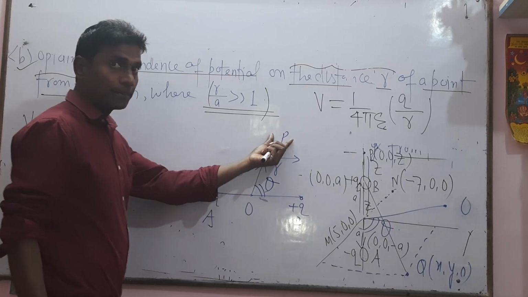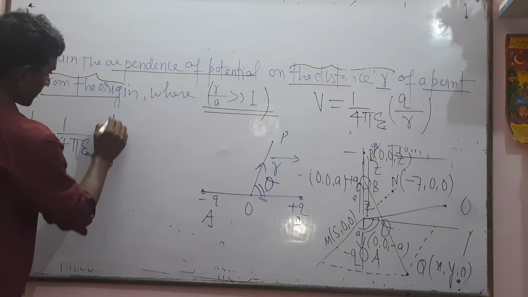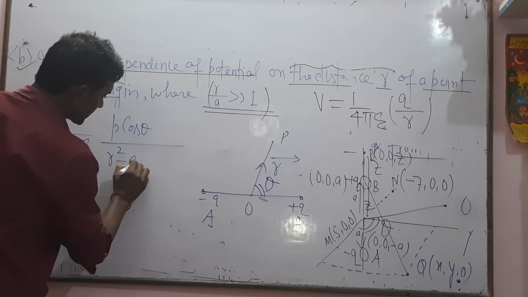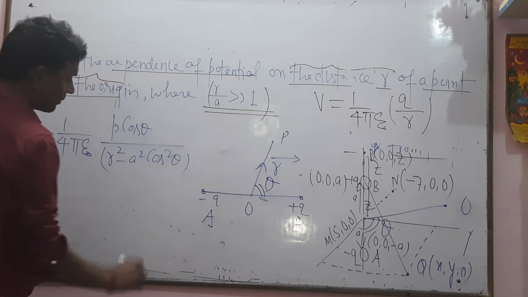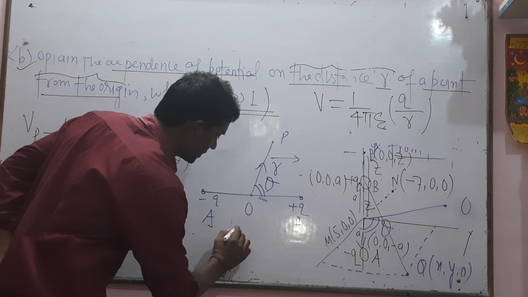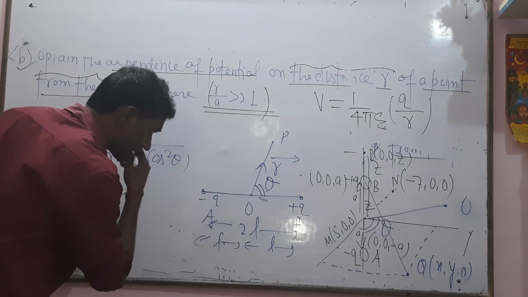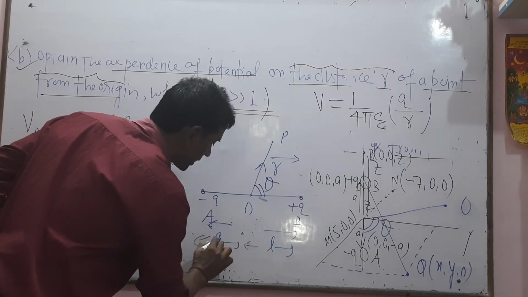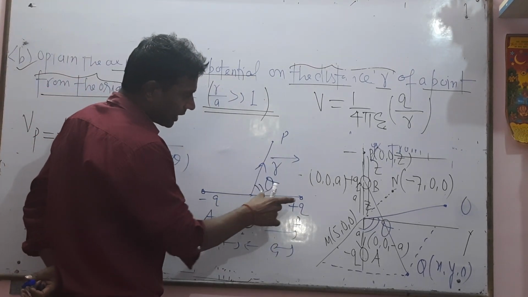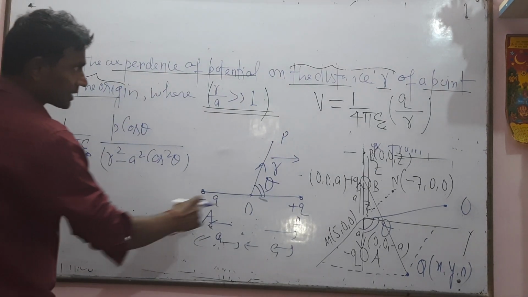So what is the electric potential at P point? V_P equals 1 upon 4 pi epsilon naught, p cos theta divided by R square minus a square cos square theta. Here p is q into 2a, the 2a distance, because this is a and this is a. And R is the distance from the midpoint of the dipole to the general point P. So this is the electric potential at general point P.